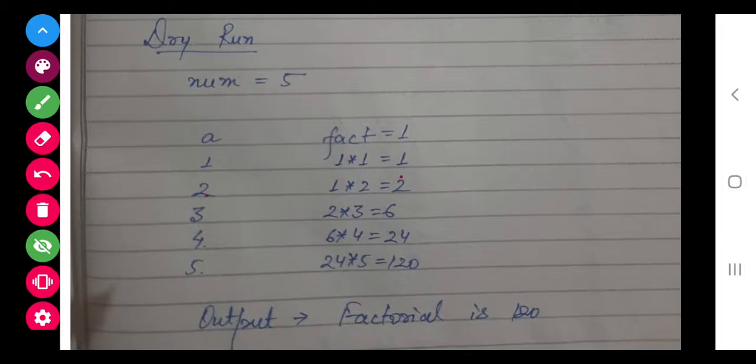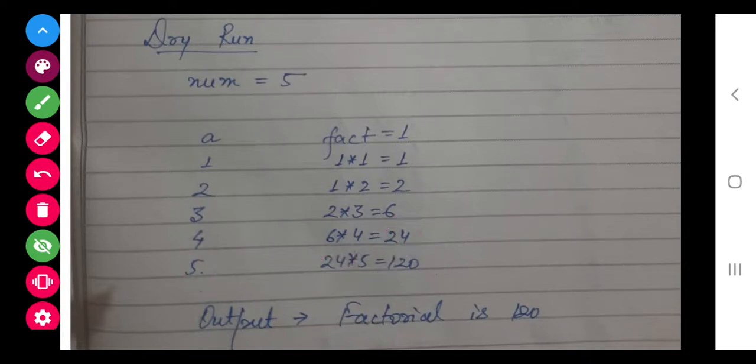For the next time a is 3, and fact is 2. So that is 2 into 3, that's 6. For the next time, fact is 6, and a is 4, so that's 24. For the next time, fact is 24, and a is 5, that is 120. And the loop will stop here.